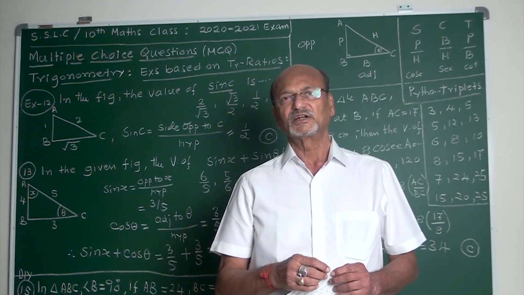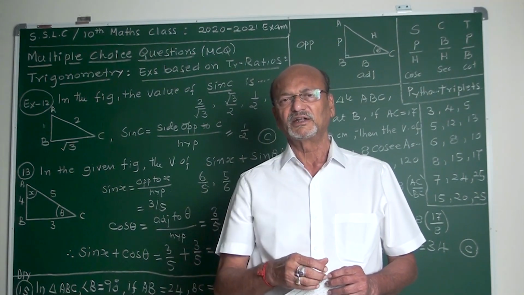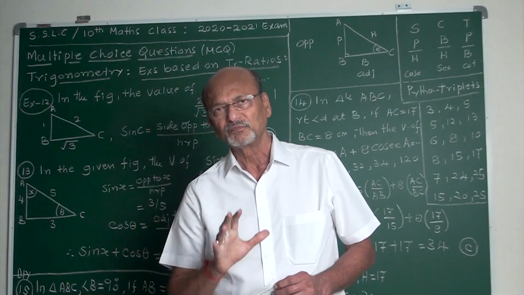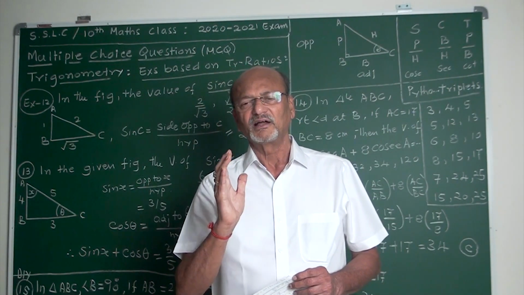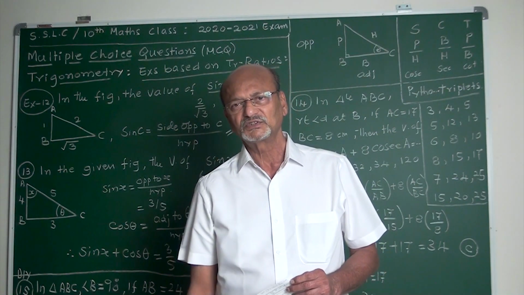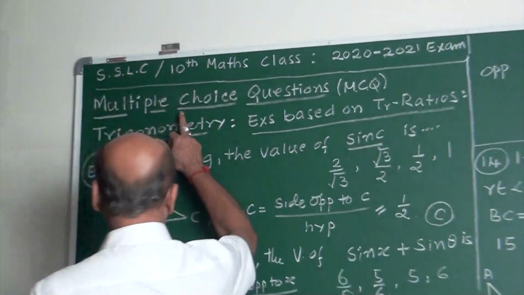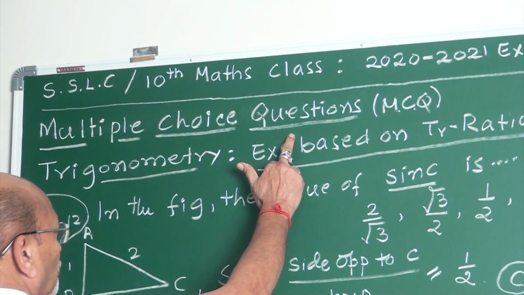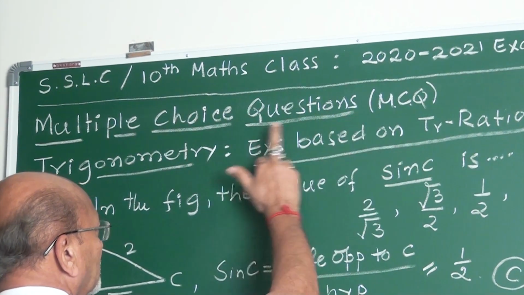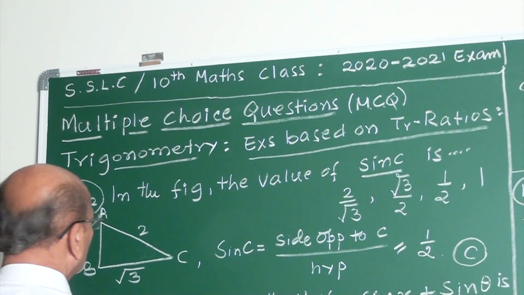From yesterday I have started trigonometry. I explained everything yesterday by taking 5-10 minutes. In this trigonometry I have divided the examples into 3-4 part sections. The first part is multiple choice questions, multiple M, choice C, questions Q. In brief, they are called MCQs.